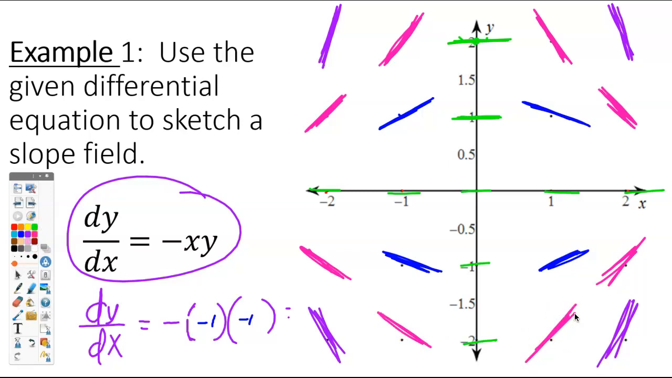So basically, you just plug in some points, and after you've done a few, you start to notice some symmetry, and you can take a swing at it, take a blind shot at it, and see if you get the right answer. But there it is. That's the slope field.